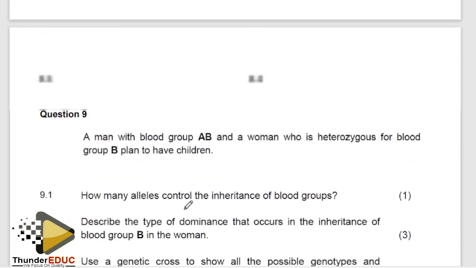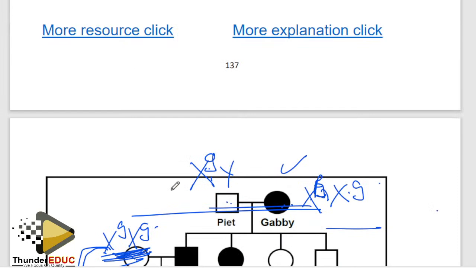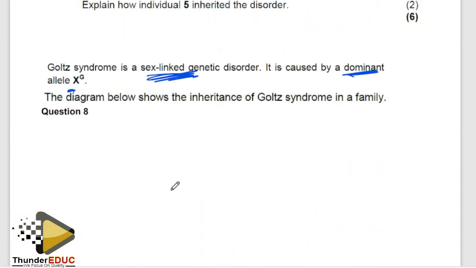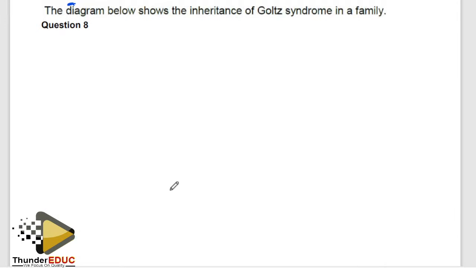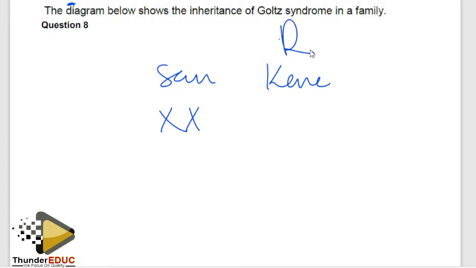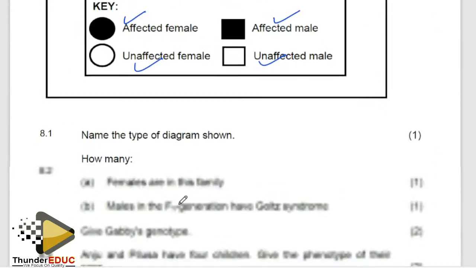When you go to a cross which involves an autosome, a non-sex linked one, please, even if they talk about male and female, don't use X and Y. If they say that this disorder is caused by allele R, you just say R if it is homozygous. If it's heterozygous, it is R, small r. You don't put them on X and Y. That is the major difference between the two.